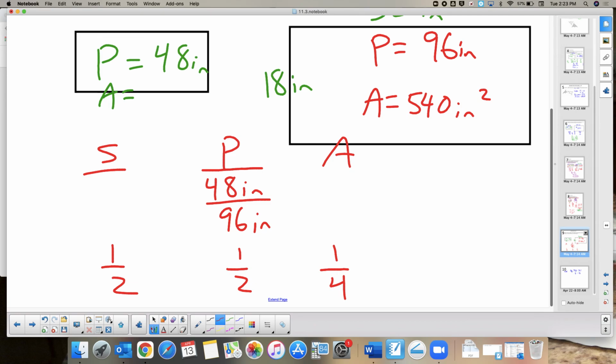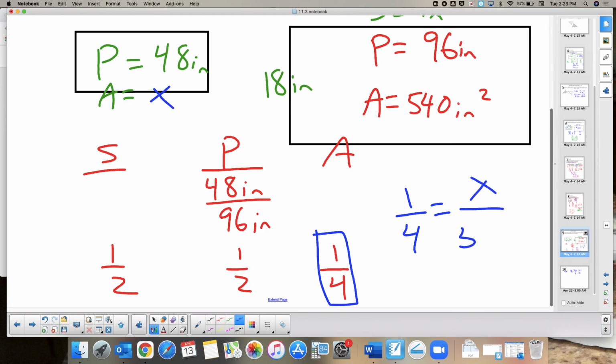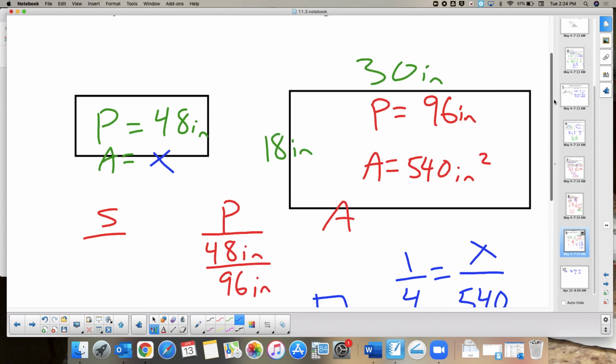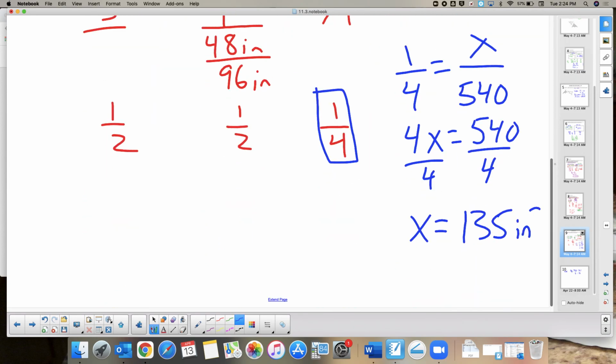Since we are asked to find an area, we will use the ratio of our areas. So I can do 1 over 4 equals the two areas. The area of my small one, we do not know. The area of my big one, though, was 540. So 4 times x is 4x. 1 times 540 is 540. Then we will divide both sides by 4, giving us our smaller area to be 540 divided by 4, which is 135. Looking at our units, everything was in inches, so we are looking at inches squared.